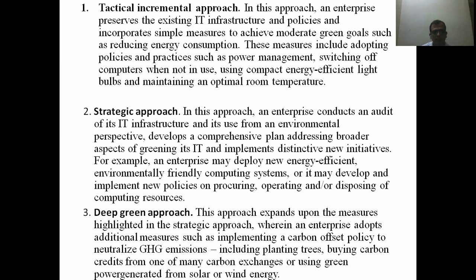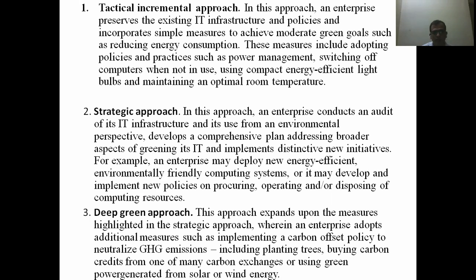Next one is the strategic approach. In this approach, an enterprise conducts an audit of IT infrastructure and use from an environmental perspective, develops a comprehensive plan addressing broader aspects of Green IT, and implements distinctive new initiatives. For example, the enterprise may deploy new energy efficient, environmentally friendly computing systems. It may also develop and implement new policies for procuring, operating, and disposing of computer resources.